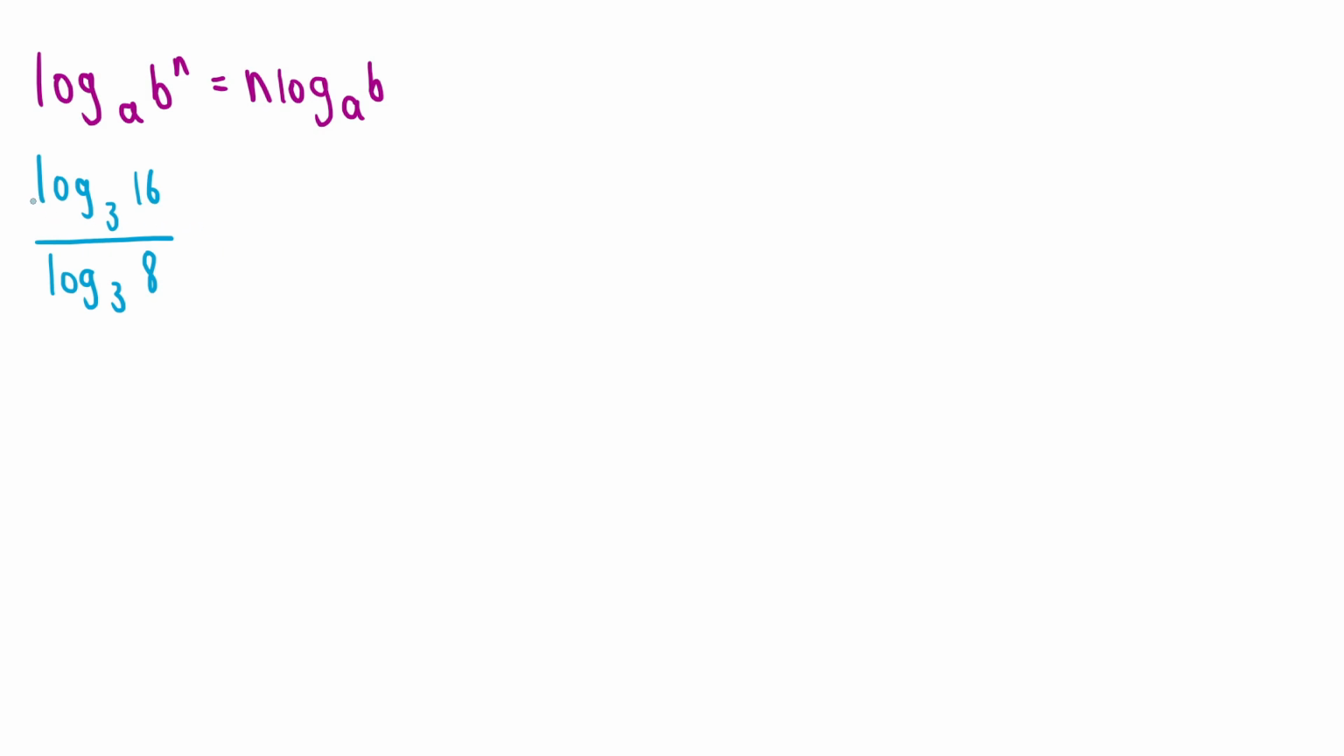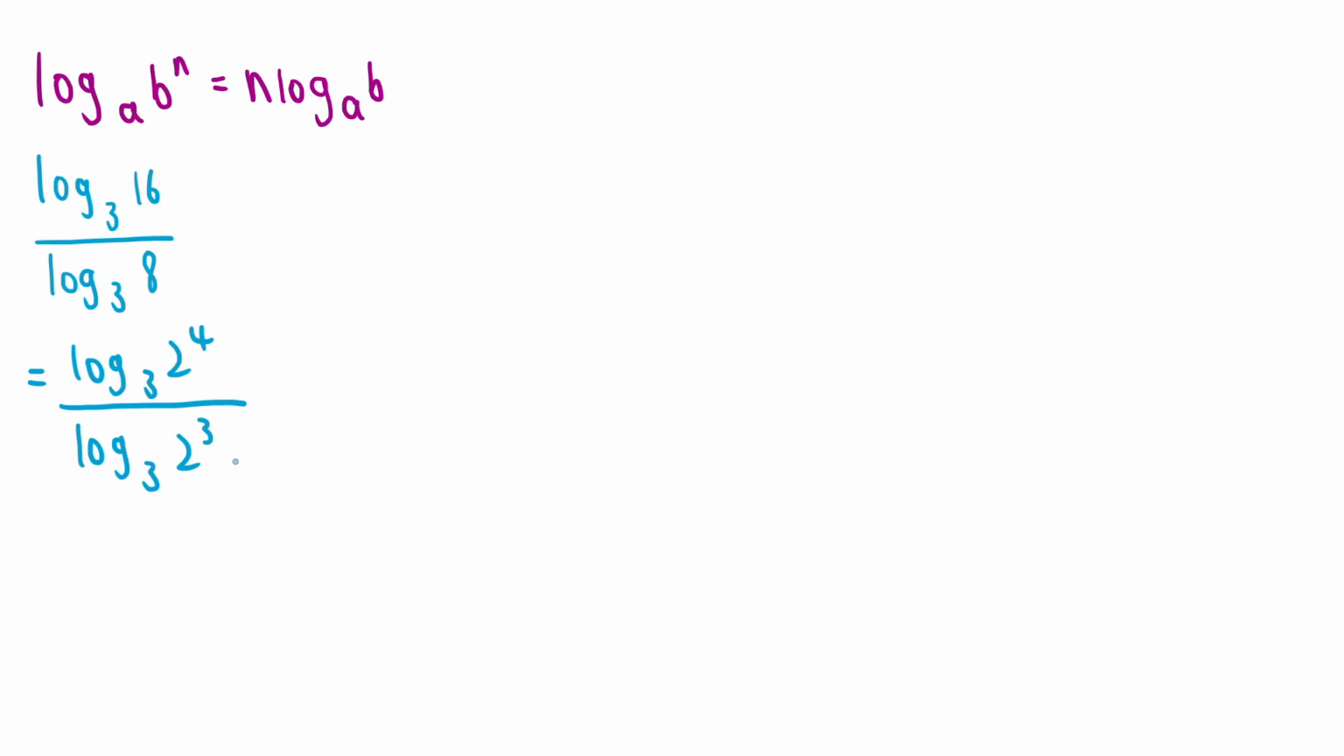You'll notice that both log base 3 of 16 and log base 3 of 8 don't have integer values, but you'll also notice that 16 is equal to 2 to the power of 4 and 8 is equal to 2 to the power of 3. So we can rewrite the expression as log base 3 of 2 to the power of 4 divided by log base 3 of 2 to the power of 3.